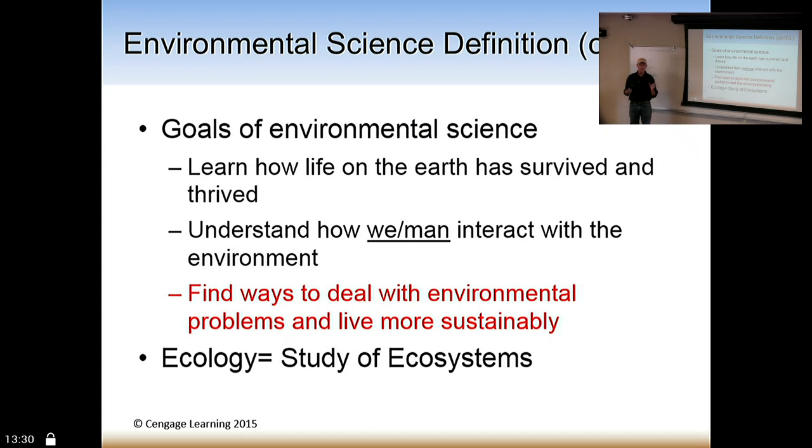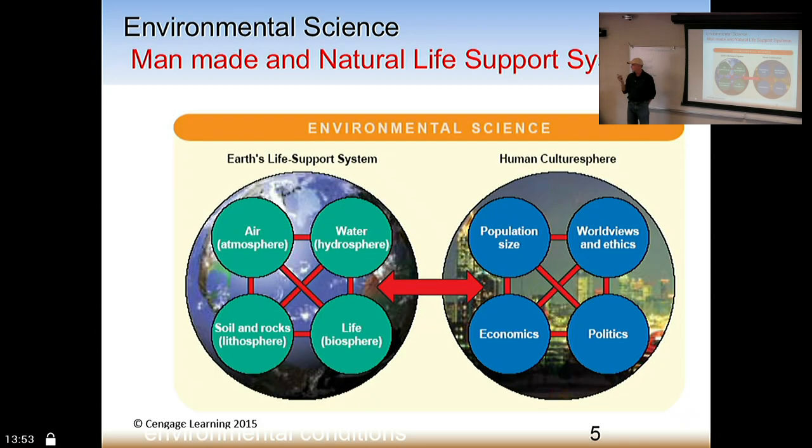Ecology, on the other hand, which often gets confused with environmental science, is the study of ecosystems, those living organisms, how they interact with each other. Okay? We are going to do a lot of ecology, by the way. The first 5 chapters and first 5 weeks, 6 weeks maybe, are ecology, because we have to understand, again, how those natural systems actually work. Okay? So environmental science, as I said, is made up of man-made and natural life support systems.